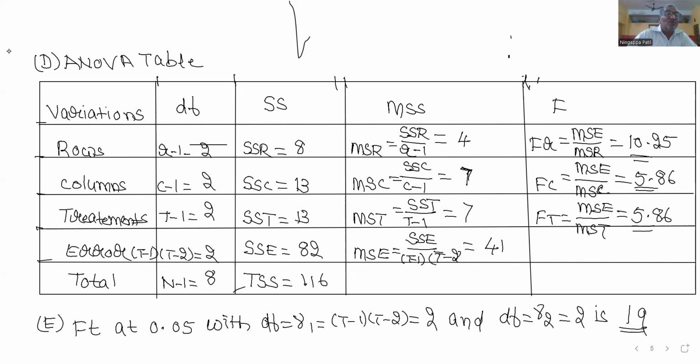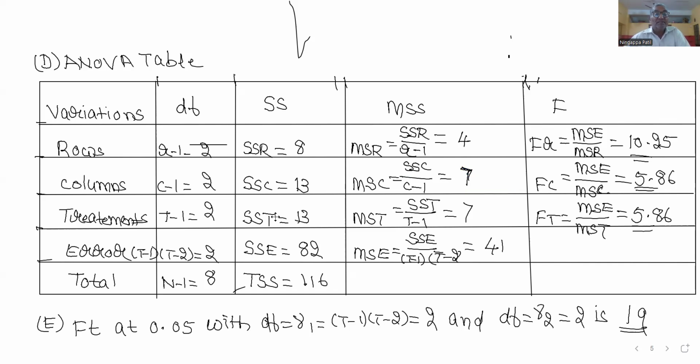Next, look here, the columns. For the columns, the degrees of freedom is C minus 1. 3 columns, 3 minus 1, 2. And SSC we have already calculated, 13. And MS is SSC divided by C minus 1. Look here, 13 upon 2, this is 6.5. I rounded it to 7. You write 7.